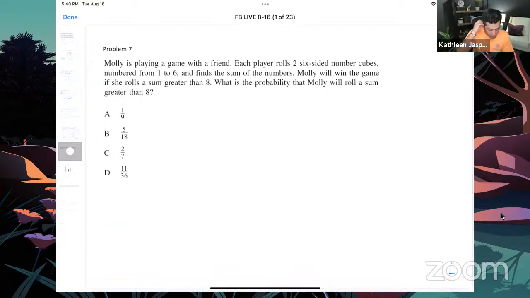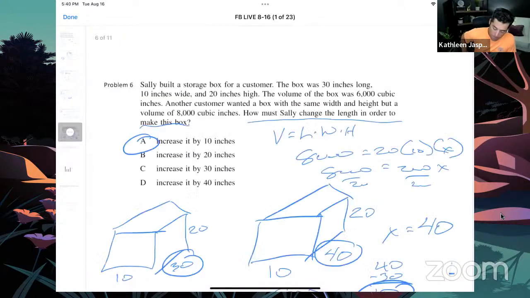Okay, so what you have here is, and by now, if you're taking these certification exams, you need to know about rolling dice. Last problem.